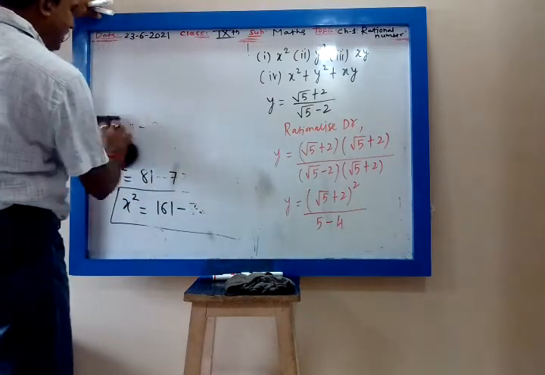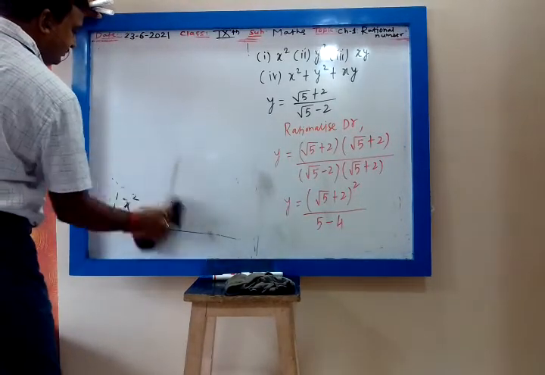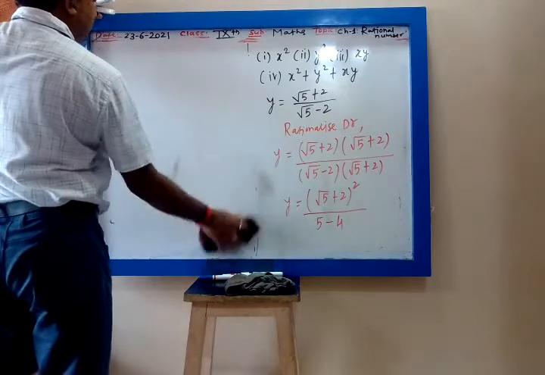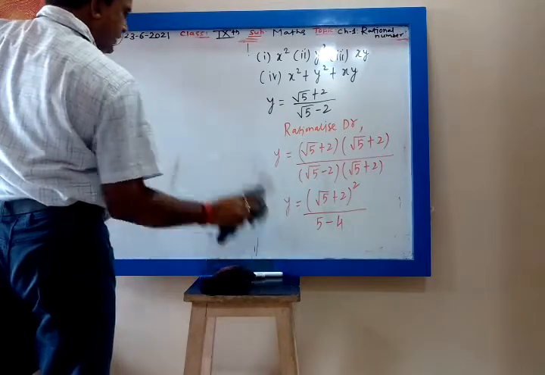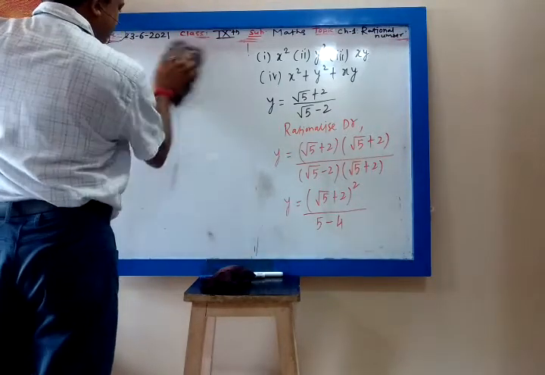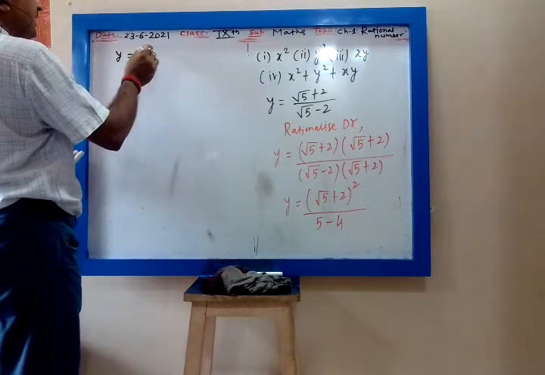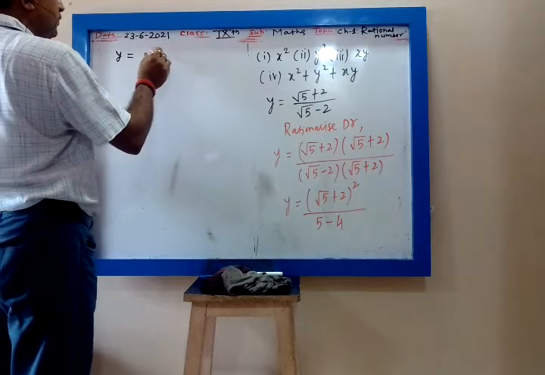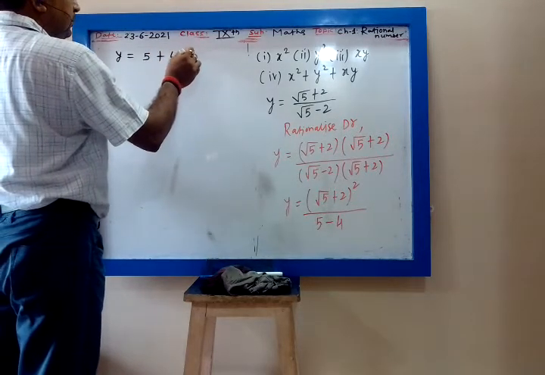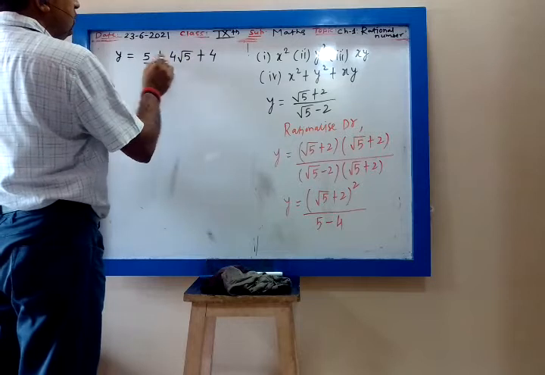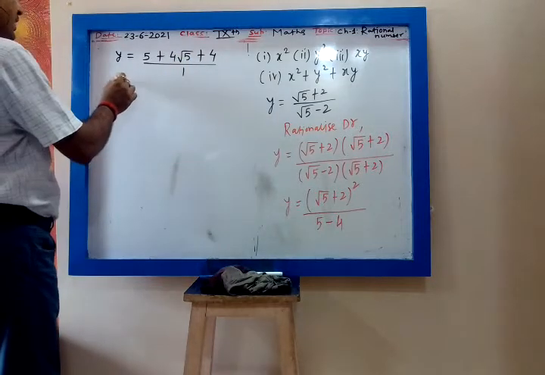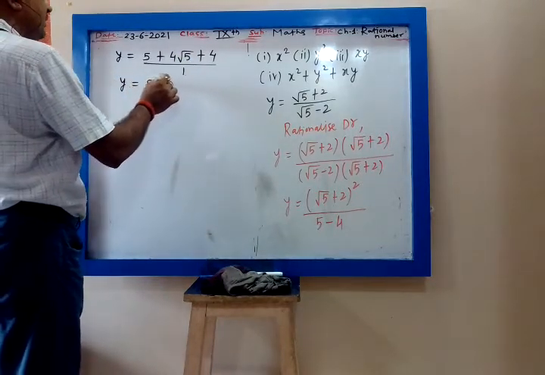So y will be (a plus b) whole square. So y is root 5 square, which is 5, plus 4 root 5, plus 2 square is 4 upon 1. So y is 9 plus 4 root 5.